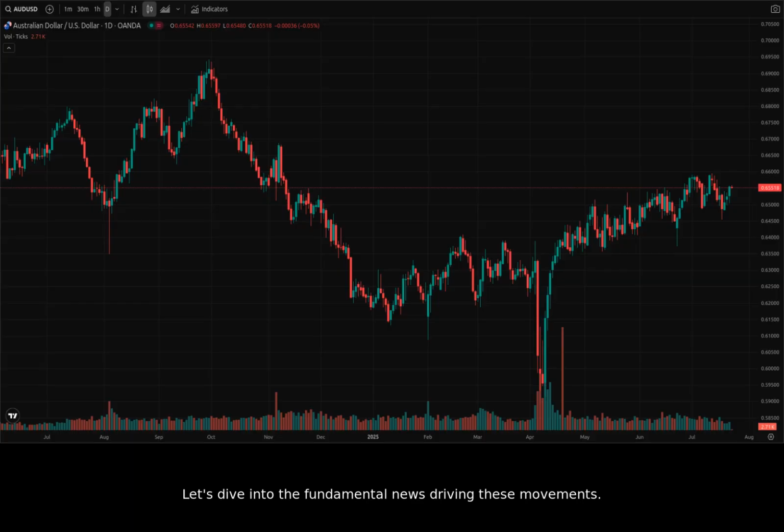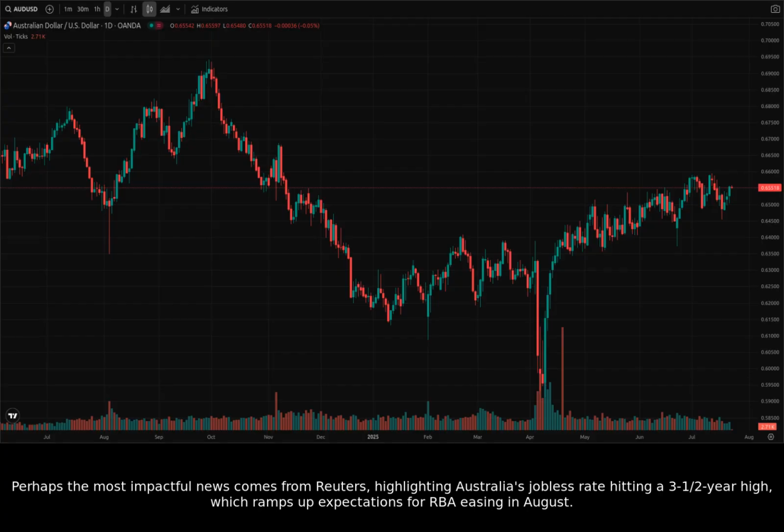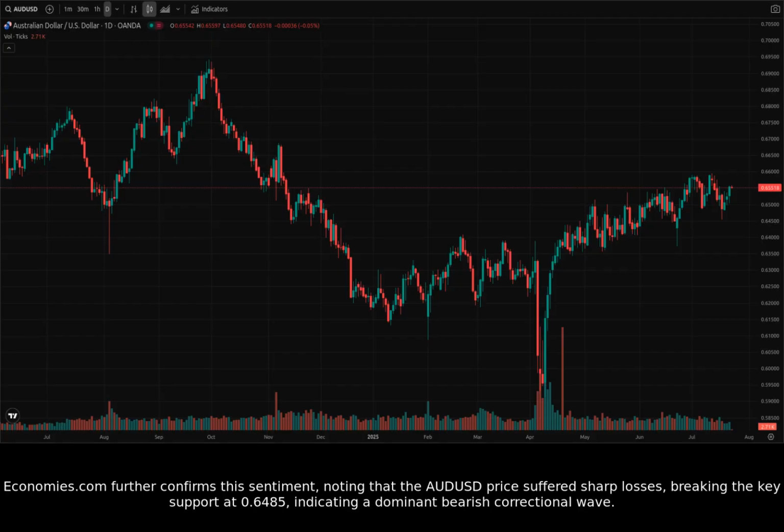Let's dive into the fundamental news driving these movements. FX Street reports AUDUSD is holding near 0.6500 following dovish RBA minutes, reinforcing the bearish outlook. Perhaps the most impactful news comes from Reuters, highlighting Australia's jobless rate hitting a 3.5-year high, which ramps up expectations for RBA easing in August.